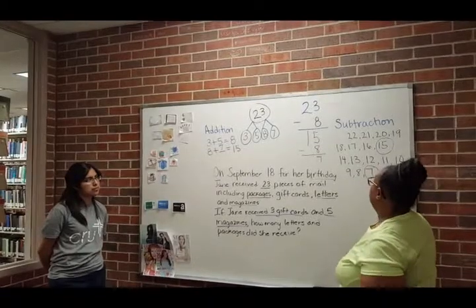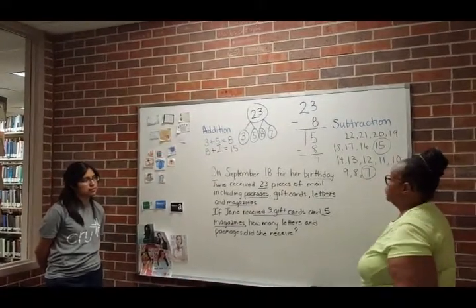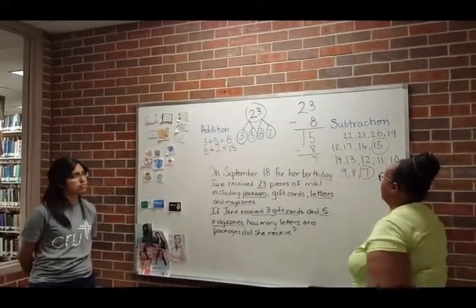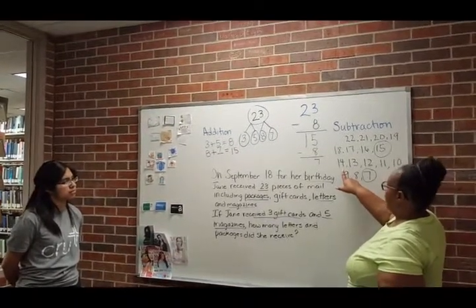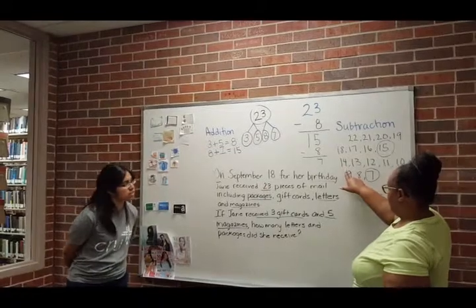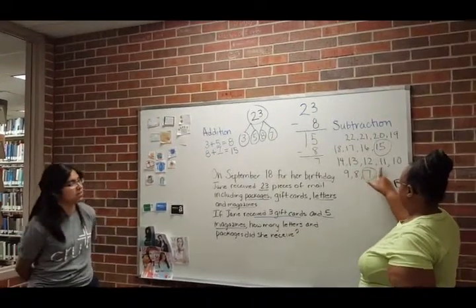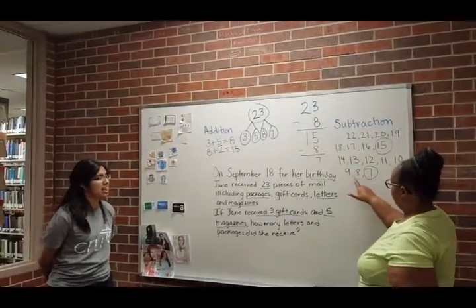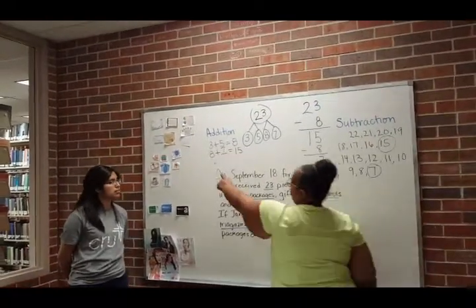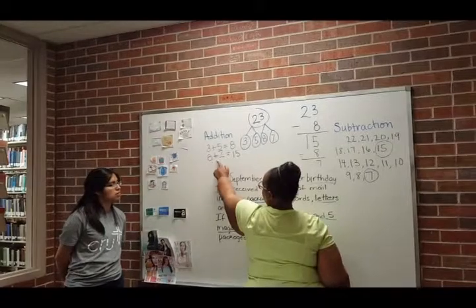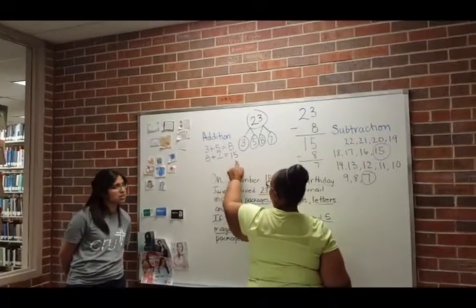So we're going to do our subtraction. If we take 8 away from 15, what's that going to leave us with? Let's count backwards 8 spaces. 14, 13, 12, 11, 10, 9, 8, 7. 7. So what will we put in here? 8 plus 7 equals 15.